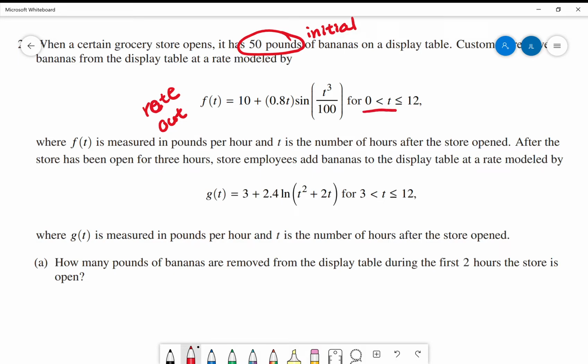And also keep an eye for the domain. t is greater than 0 but less than or equal to 12, where f of t is measured in pounds per hour. Here are your units. t is the number of hours after the store has been opened.